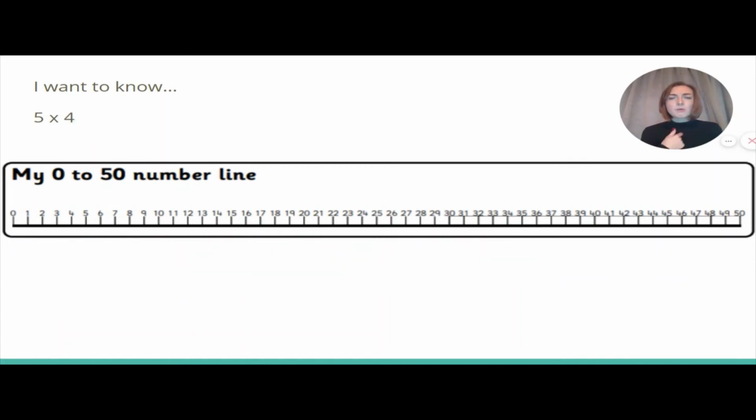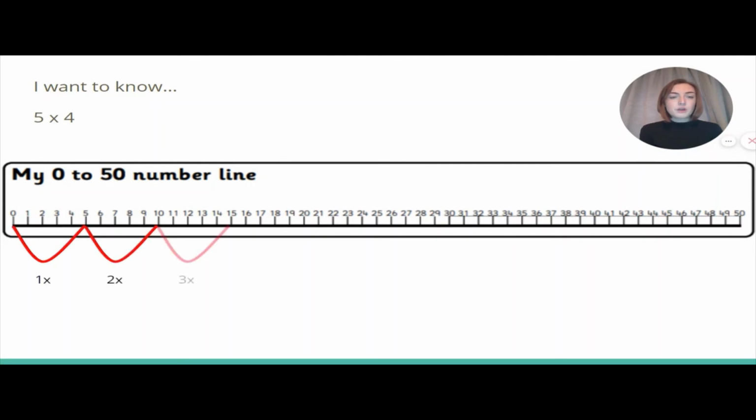Okay, your turn again. I want to know 5 times 4. I want 5 lots of 4. Pause here and work out 5 lots of 4. Okay, if you've pressed play, let's see what 5 times 4 is. I'm going to use my number line to jump up 4 groups of 5.